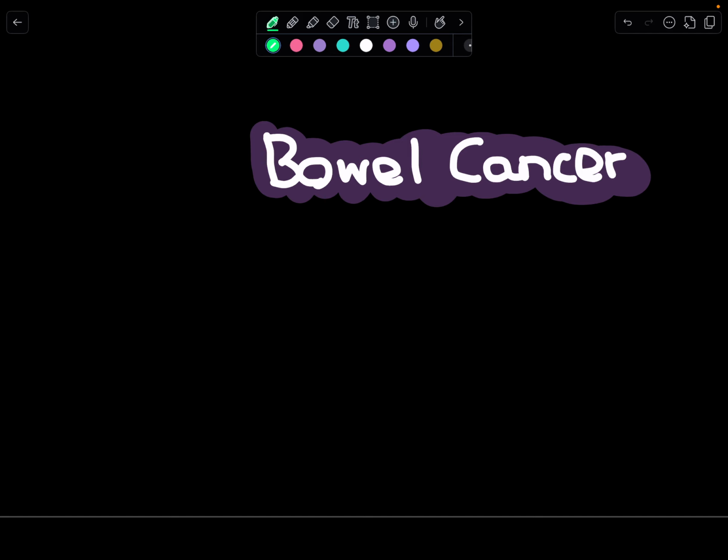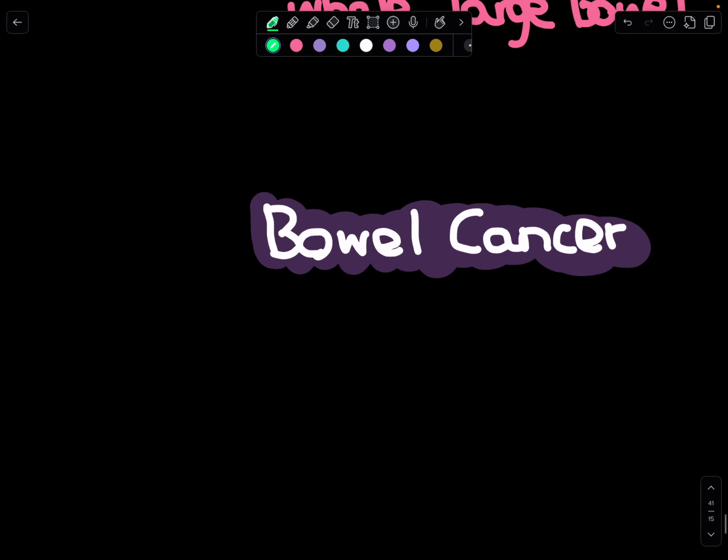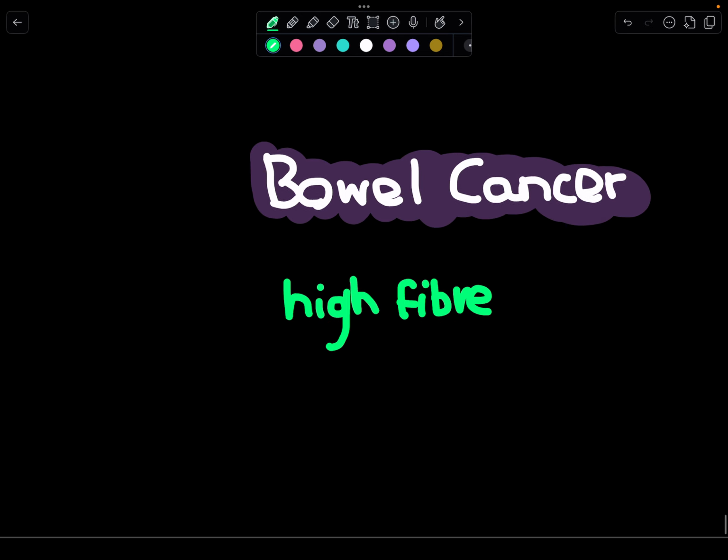And how does a high fiber diet reduce bowel cancer risk? A high fiber diet reduces bowel cancer risk by speeding up stool transit through the colon, diluting potential carcinogens, and promoting a healthy gut microbiome that produces anti-inflammatory compounds like butyrate. Fiber also binds to harmful substances, reducing their contact with the colon's lining, which lowers the chance of DNA damage and abnormal cell growth.